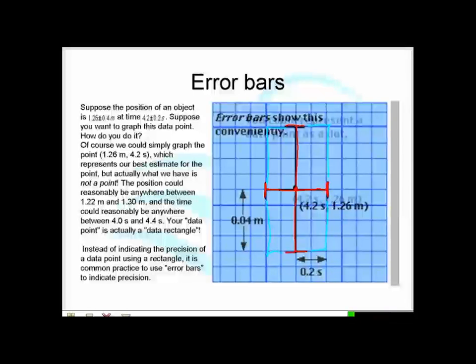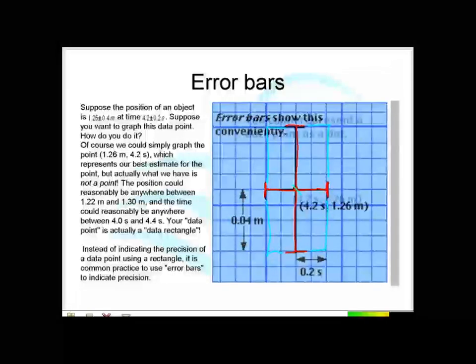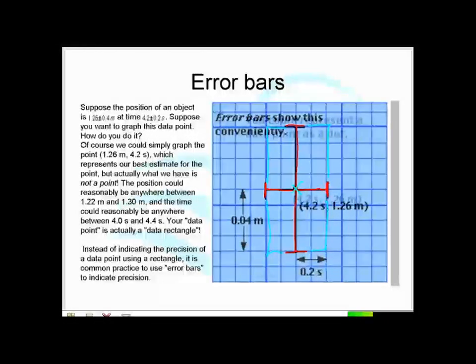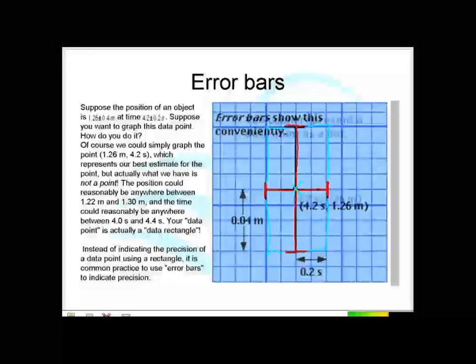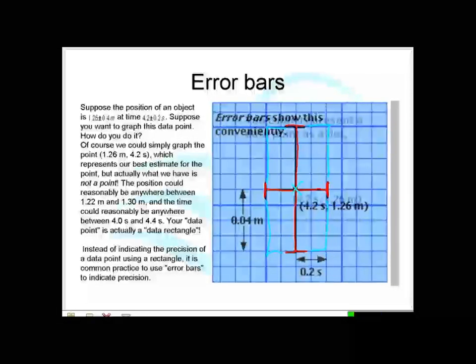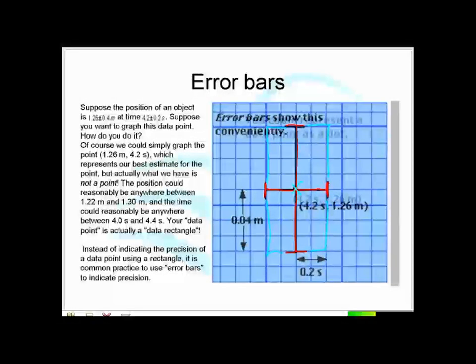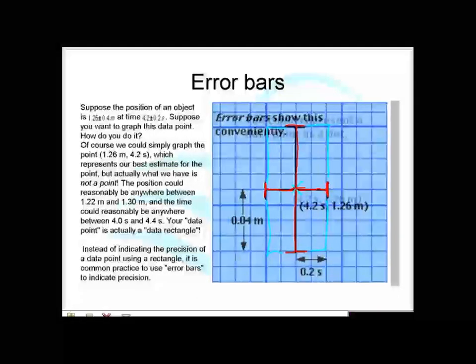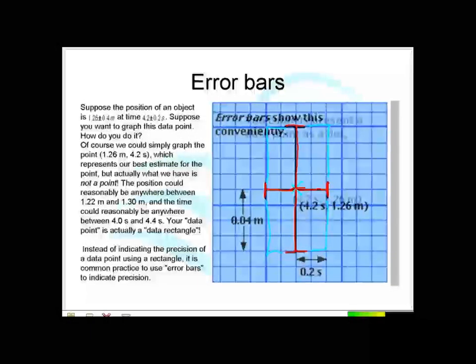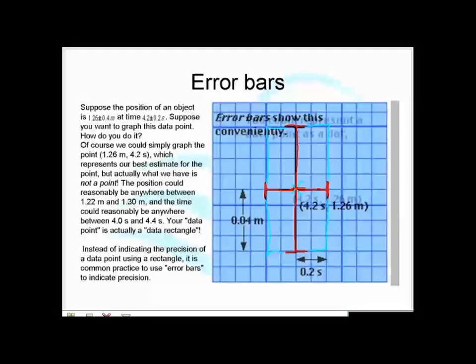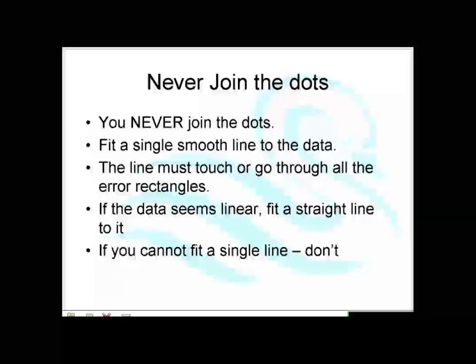Sure, the thing that we first plot is this value, 4.2, 1.26, but it could be anywhere inside that rectangle. So when we plot in our graphs, we plot this Maltese cross, which I've plotted in red. And that Maltese cross lets us know how far out it could be.